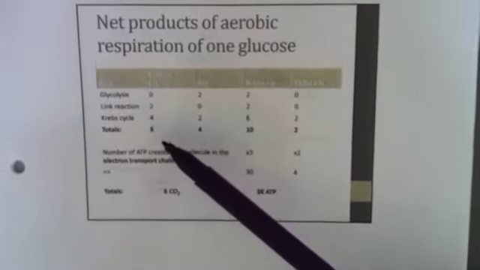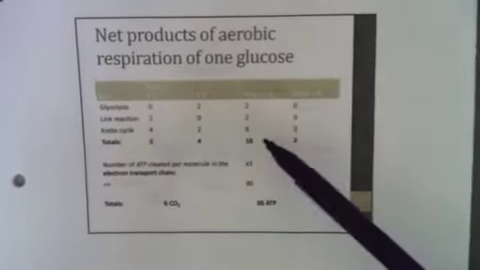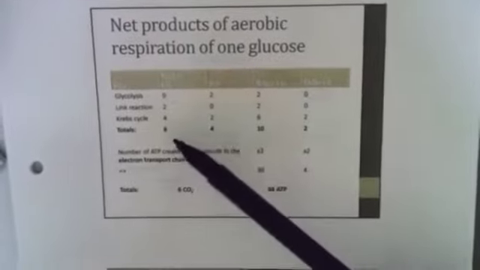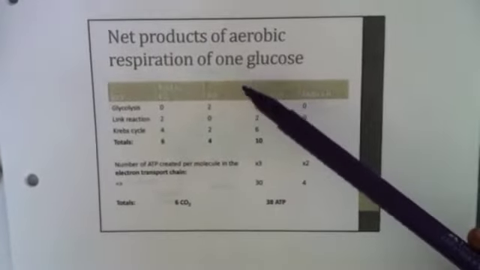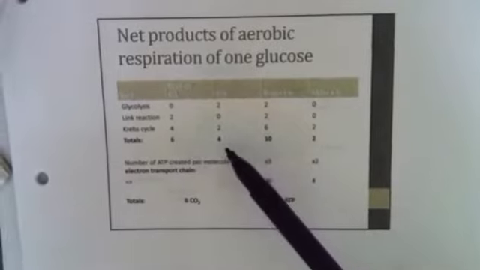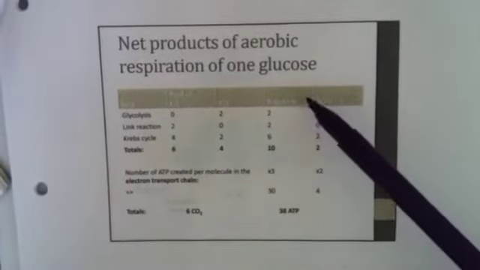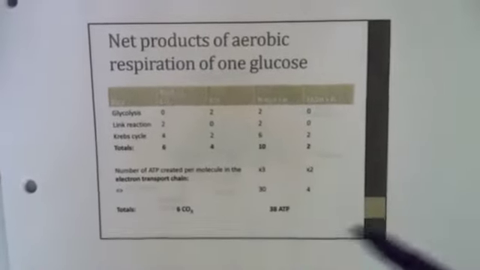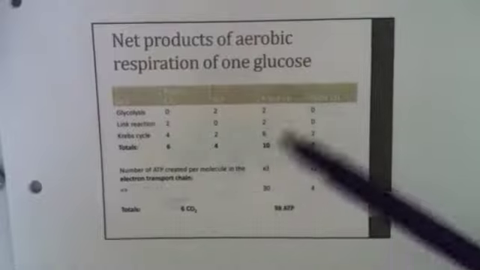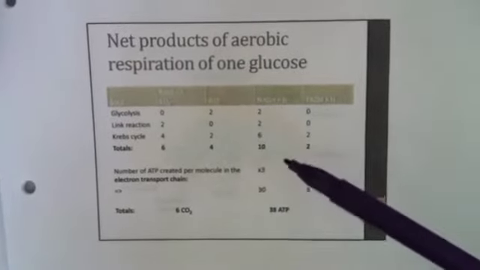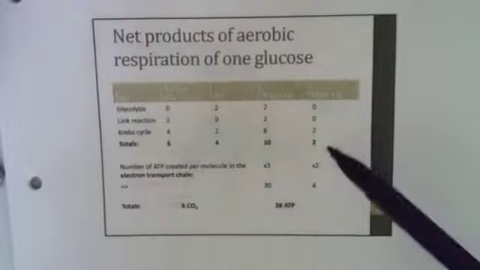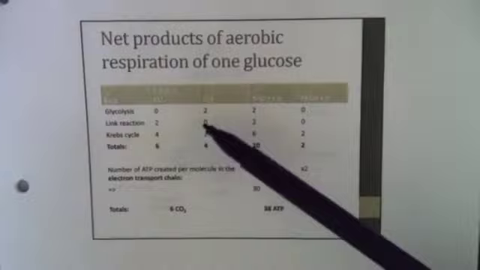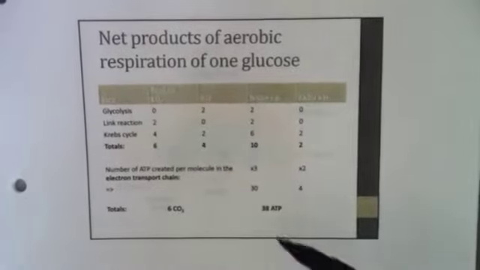In the Krebs cycle, there are 4 CO2 produced, 2 ATP, 6 NADH, and 2 FADH. The total CO2 produced is 6. And here we have a total of 4 ATP, and 10 NADH and 2 FADH. However, we have to multiply the NADH by 3 and the FADH by 2, thus giving 34 plus the 4 produced, equaling 38 ATP.